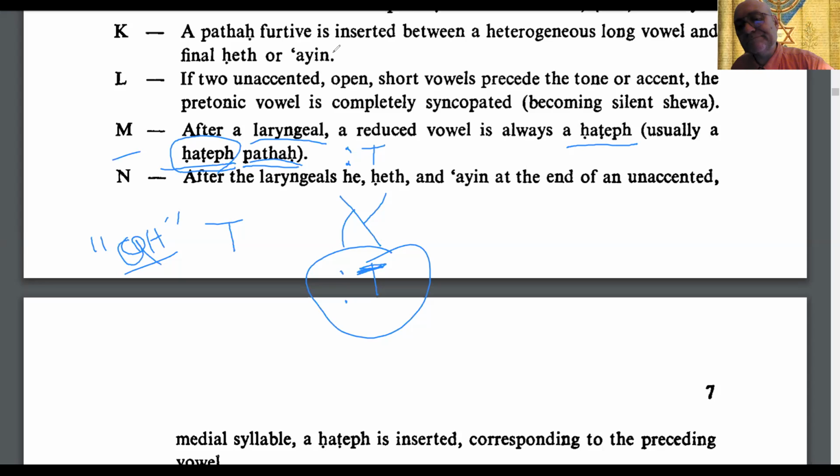Like, let's see here. Like ma would be mem plus patach, ma. But this hataf, now I think it's hataf, actually pronounced.